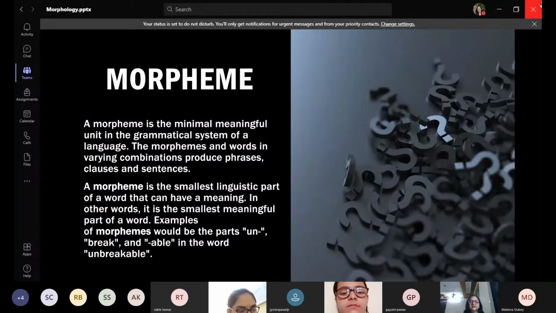So morpheme is the smallest, minimal, smallest linguistic part of a word. वर्ड के अंदर मॉर्फीम होता है, मॉर्फीम के अंदर फनीम्स होते हैं. तो a morpheme is the smallest linguistic part of a word that can have a meaning. That can have means it can have a dictionary meaning, but then it can have other significance also, some grammatical function. Okay. In other words, it is the smallest meaningful part of a word.